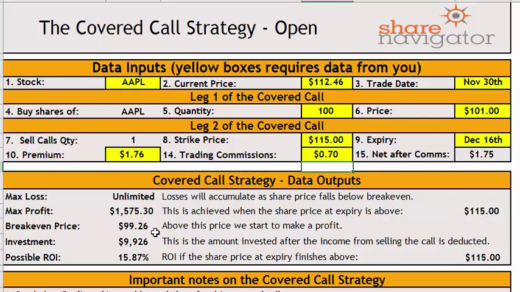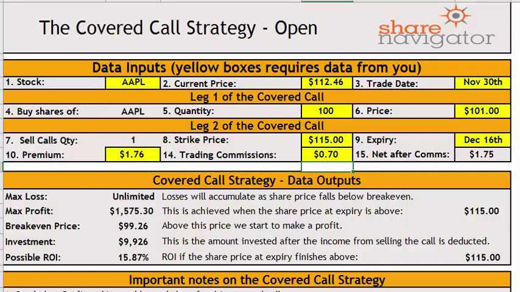Our break-even price is $99.26. So any price above that and we'll make a profit on our Apple shares. And our total investment is equal to our break-even price multiplied by the number of shares that we own. So as you sell covered calls on your original stock position, you're always reducing your break-even point. That's one of the benefits of the strategy. So our possible return on investment is 15.87% on this trade if the share price finishes above 115.